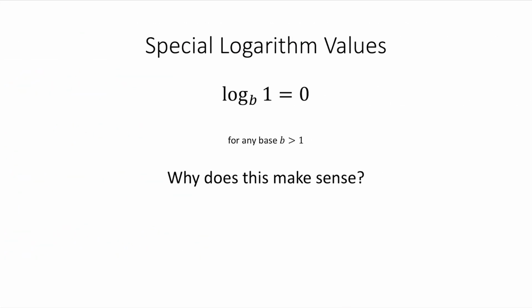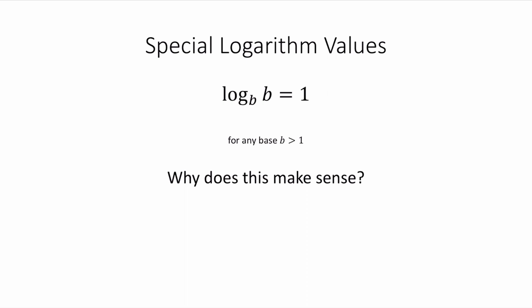So notice that in these problems, we have some special logarithm values that show up. Anytime we're taking the log base b of 1, that is going to equal 0 for any base b that is greater than 1. This makes sense because if we think about rewriting this in exponential form, we get b to the 0 equals 1. And remember that any number raised to a 0 exponent is going to equal 1, and so that's why it makes this logarithm have this special value.